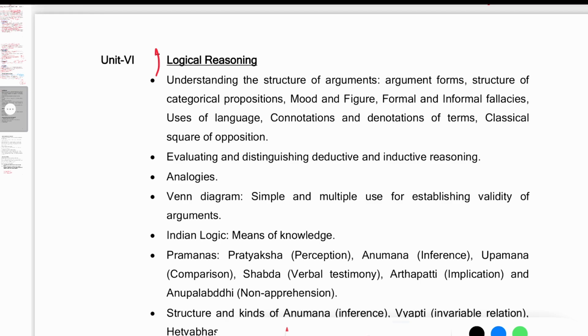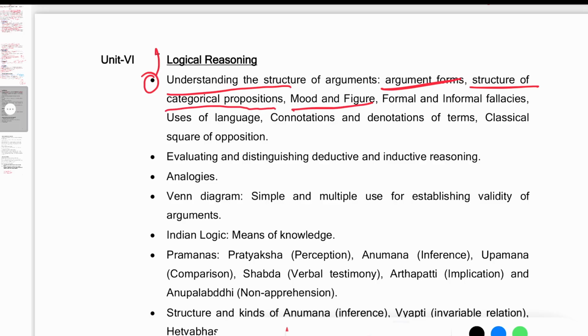In this unit, the first point focuses on understanding the structure of arguments, argument forms, structure of categorical propositions, mode and figure, formal and informal fallacy, use of language, connotation, denotation of terms, and the classical square of opposition.